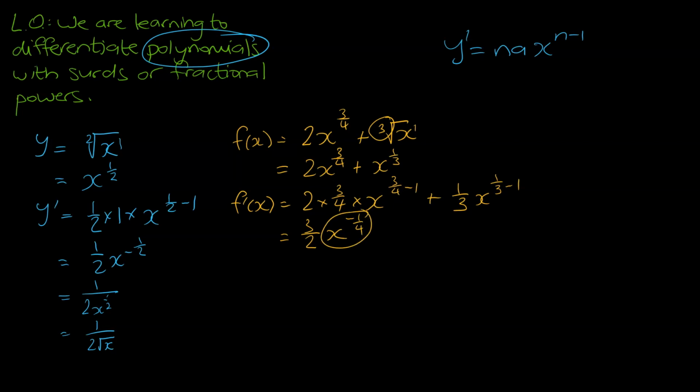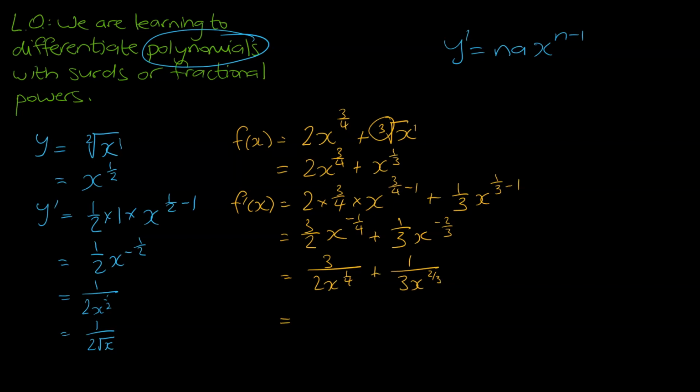So straight away we've got a negative 1/4, so we're going to move that to the bottom, and we'll need to change it to its surd version as well. After that, we're then going to add 1/3 times x, and that's going to be 1/3 minus 1, which will give us negative 2/3. Let's look to simplify. So the negative power is going to go to the bottom now. So 3 divided by 2x to the power of 1/4 plus 1 divided by 3 times x to the power of 2/3.